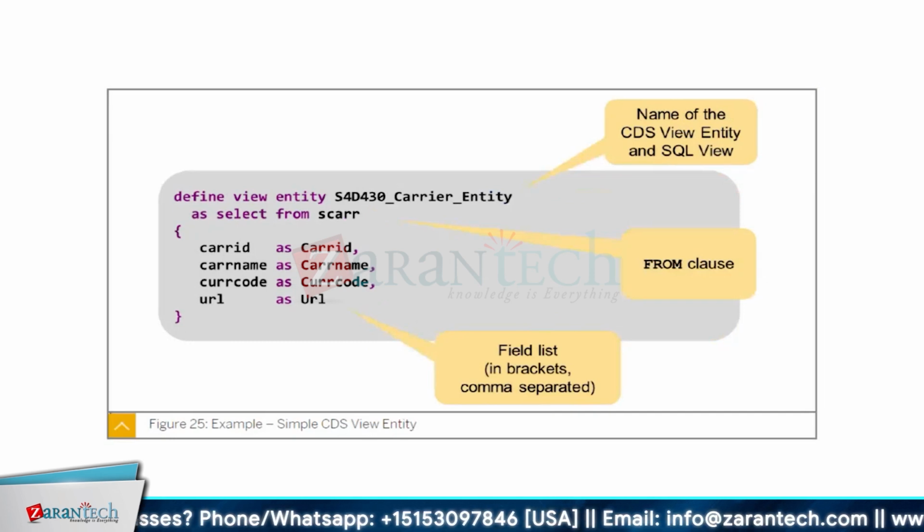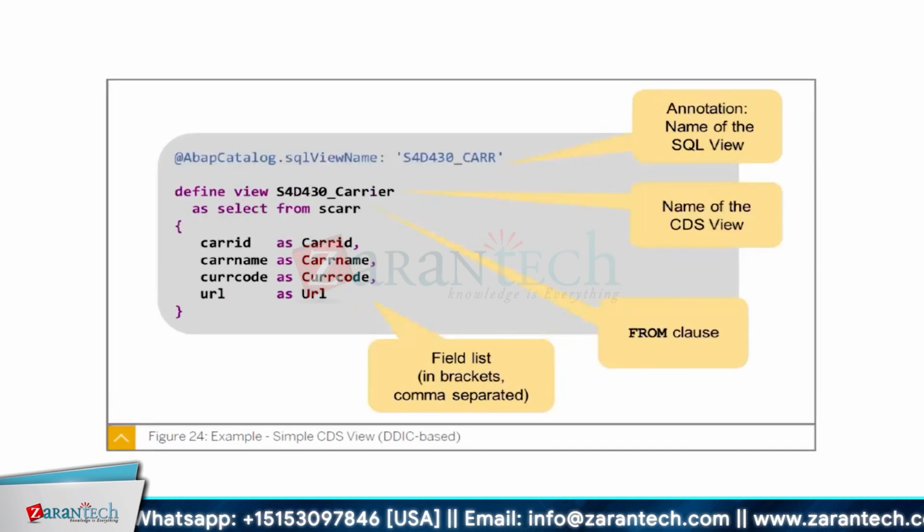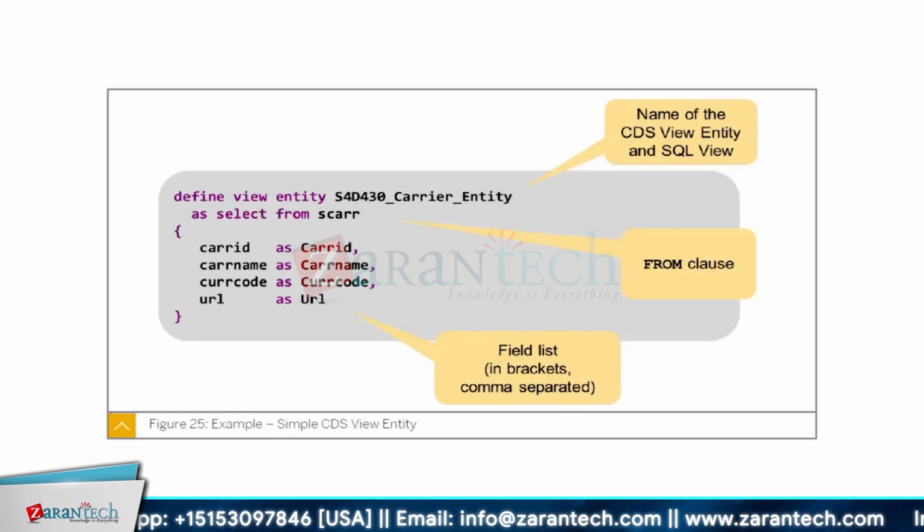Now the latest one is a CDS view entity. Earlier it was CDS view. This is called CDS view entity. We have to do only this. The older style is stopped. CDS view entity, your CDS view name, as select from table name, your fields and all the things remain the same. We are not providing any SQL view name anymore in this CDS view entity.